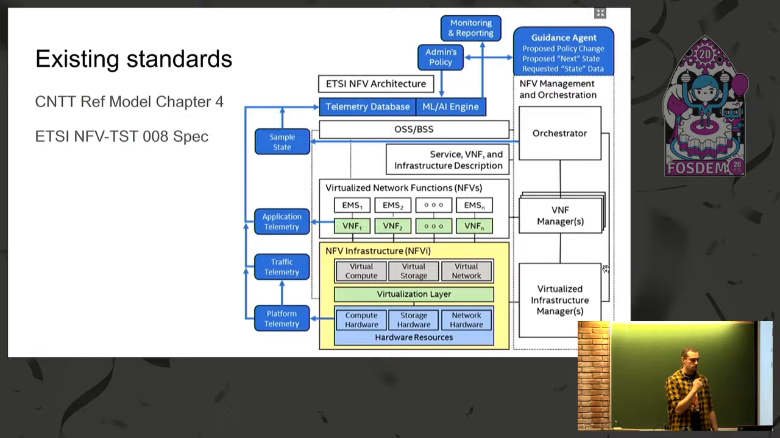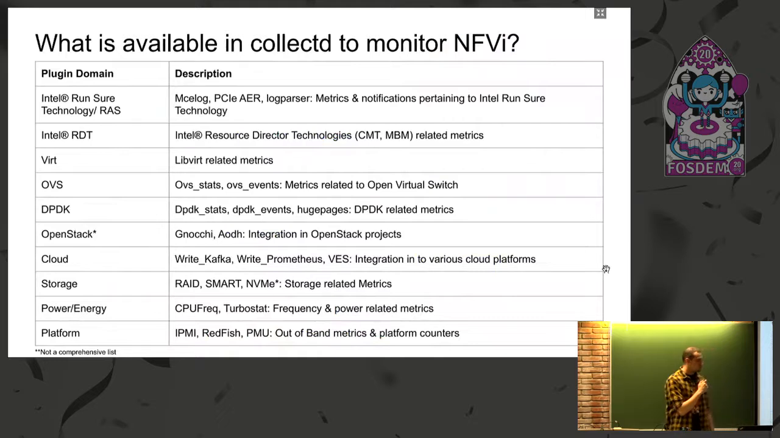Today we are focused mostly on the NFVi, so the platform telemetry and part of the traffic telemetry, but there are also possibilities to scrape the application telemetry directly from the VNFs with some of the plugins, like for example DPDK telemetry, to push all this data to some telemetry databases for an analytics engine, closing the loop by providing feedback back to the MANO systems to make decisions about corrective actions. So what's more available in CoSP to monitor the NFVi?